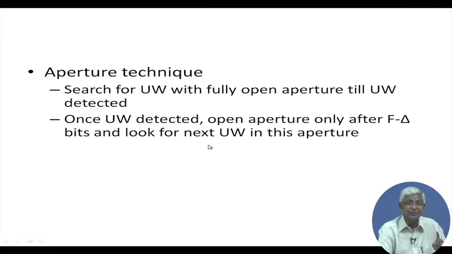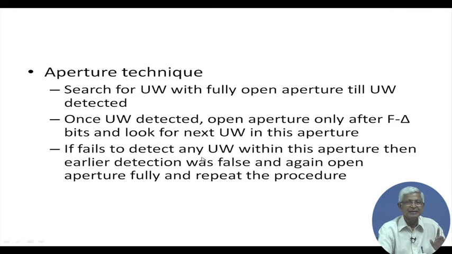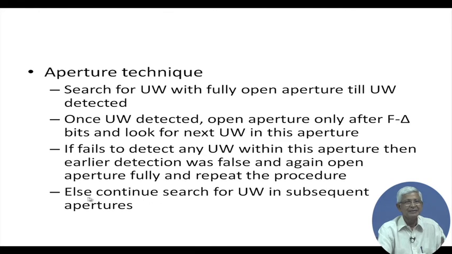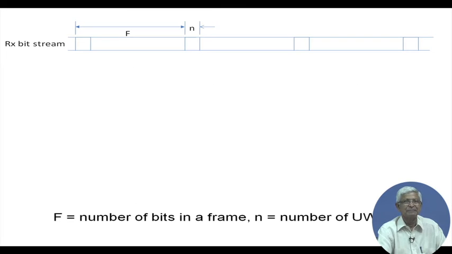Now, if you get a Unicode there, then you are through. If you do not get it, then the first detection is wrong. If it fails to detect any Unicode within this aperture, then the earlier detection was a false detection, and you have to again open the aperture fully and repeat the procedure. And if you got it, you continue for the Unicode detection in the subsequent aperture. So, like that it goes. It is the aperture technique.